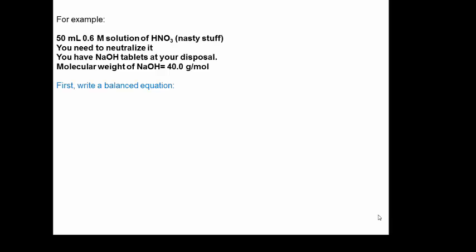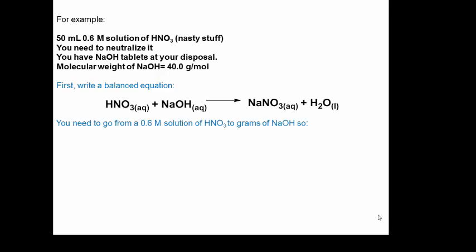So the first thing you need to do is write a balanced equation. So if we're trying to neutralize this nitric acid, we want to add sodium hydroxide to nitric acid, and what we have is the displacement that we described earlier. We end up with NaNO3 and a water molecule. You'll see that it is balanced as written, and we don't have to do anything else to balance this equation. What we need to do is use stoichiometry to go from a 0.6 molar solution of nitric acid to grams of NaOH.